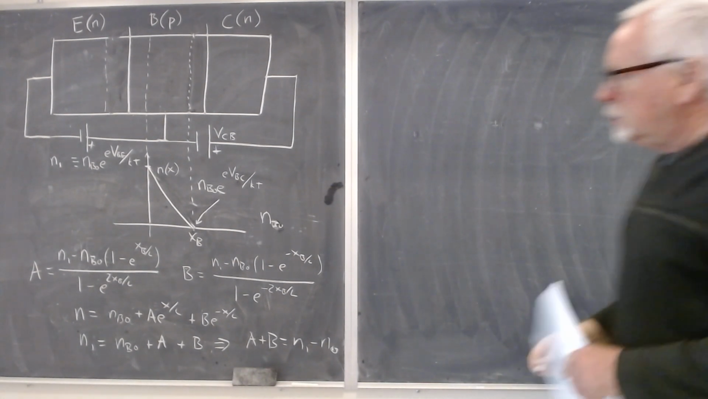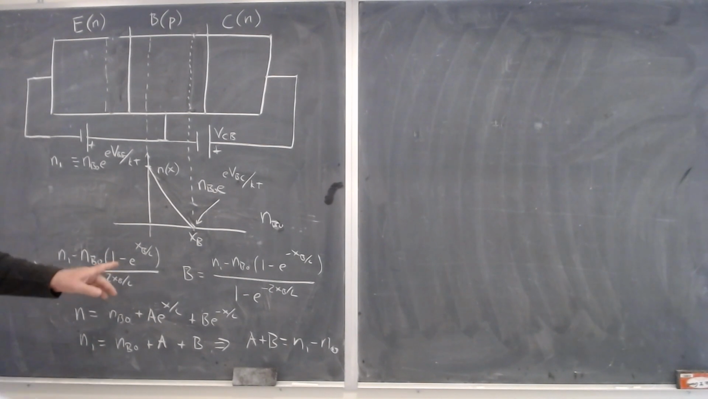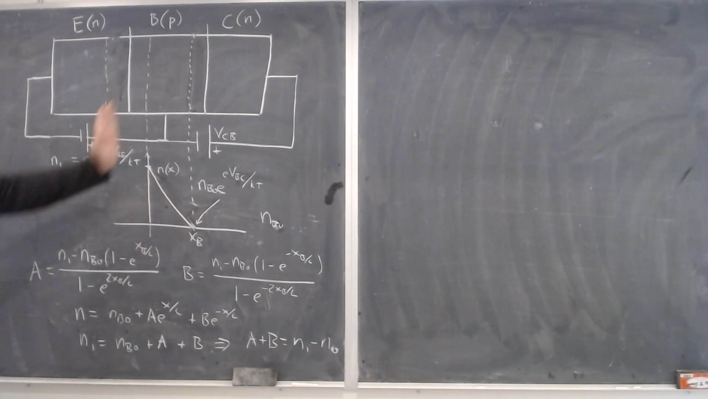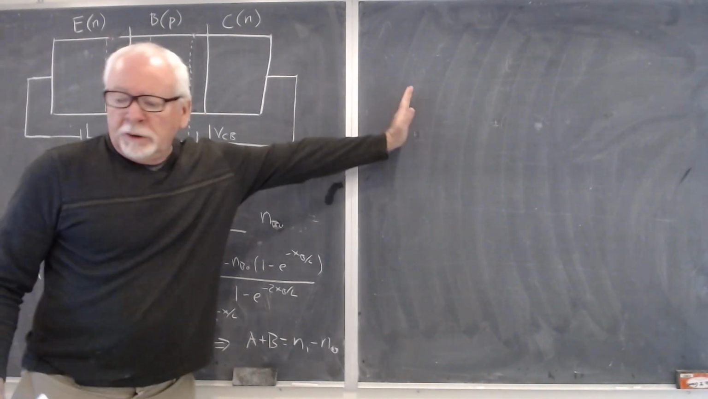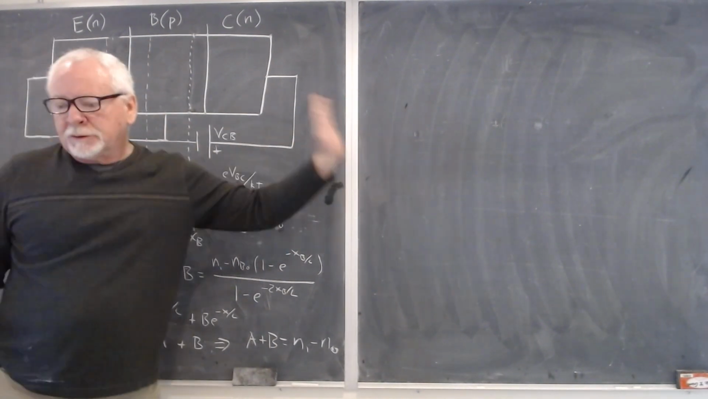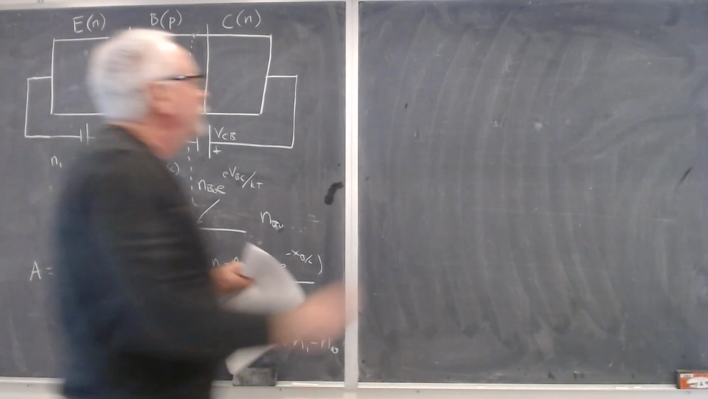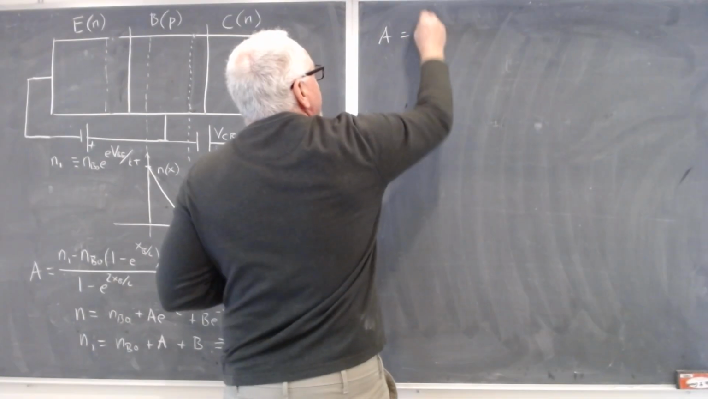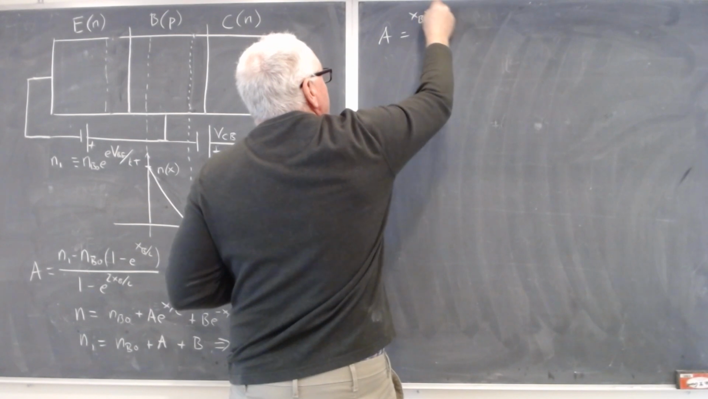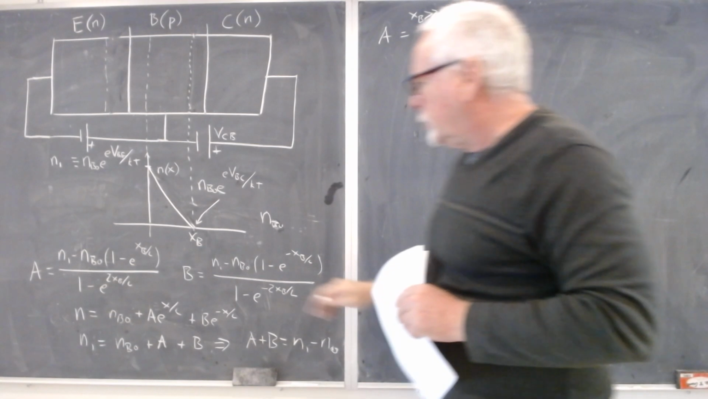All right, so the first thing I asked you to do is, I said, okay, make the base really big. You know what's going to happen if the base is really big. That base collector junction just goes away, and it goes back to our simple single junction solution. And so if xb is much bigger than the diffusion length, well, you can just look at that.